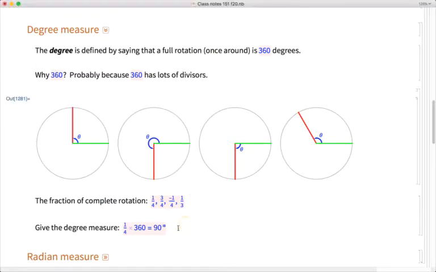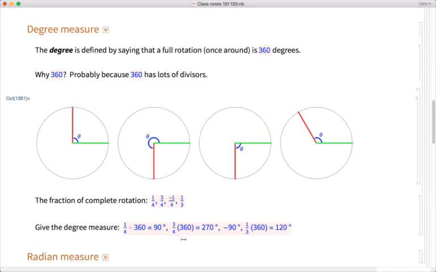Okay, the next angle, that's 3/4 of a complete revolution. So 3/4 of the 360 winds up being 270 degrees. The next one, this is going to wind up being minus 90 degrees. And the last one was 1/3 of a full rotation. So that's going to be 120 degrees.